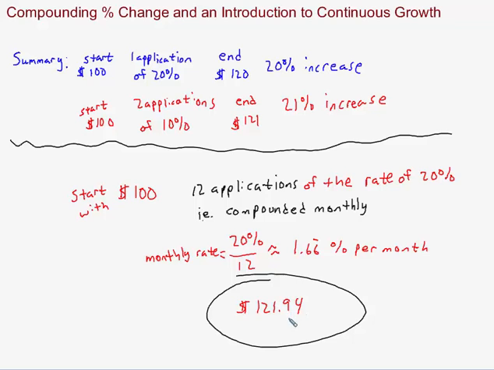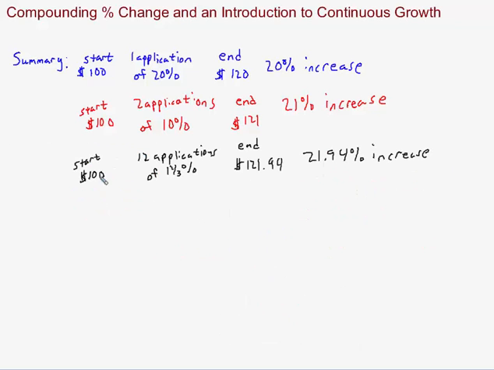The more compoundings, the more money you'll make. So in summary, we started with the same amount again, but this time we get 12 applications of the interest rate. This is called 12 compoundings. Think of a compounding as just an application of the interest rate. So the banks took my interest rate of 20% and divided it into 12 equal pieces, making my interest rate very small, right? 1 2/3%.